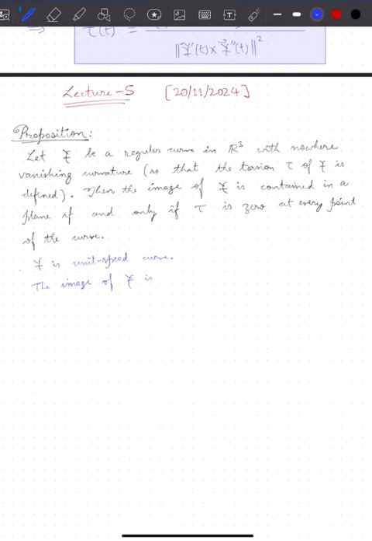Say that the image of gamma vector is contained in the plane v vector dot n vector is equal to d. As we recall, this is the equation of a plane that we learned in class 12. Here v vector is an element of R3 and it lies in the plane. N vector is normal to the plane.